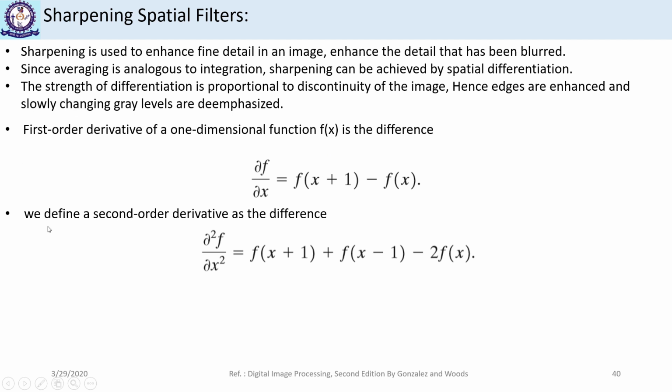The second order derivative we get by this formula, del 2f by del x square, equal to f(x+1) plus f(x-1) minus 2f(x). That means the next instance and the previous instance are added, and 2 times the present instance is subtracted from the resultant. That is how we get the second order derivative of a function f. Hope this is clear to you.